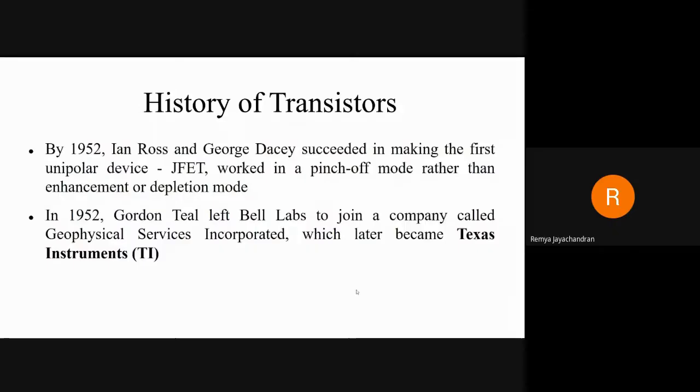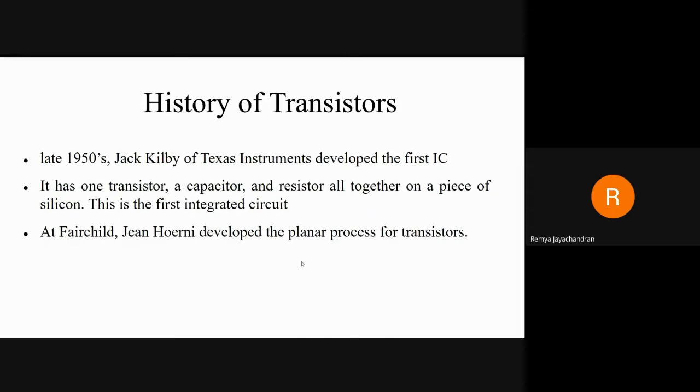And in 1952, Ian Ross and George Dacey succeeded in making the first unipolar device, that is the JFET. And in 52, John Gordon Teal left Bell Labs to join a company that was later named Texas Instruments. At the same time, in the 1950s, Jack Kilby of Texas Instruments developed the first IC, which consists of one transistor, a capacitor, and a resistor, all together on a single piece of silicon. That was the first integrated circuit.